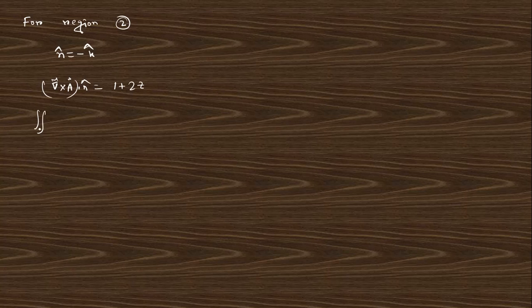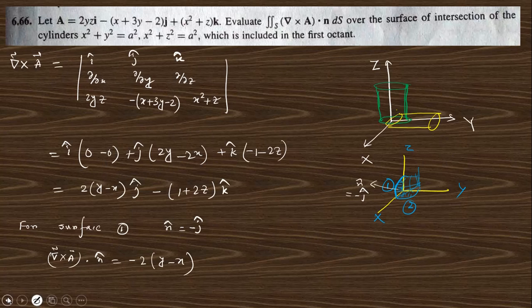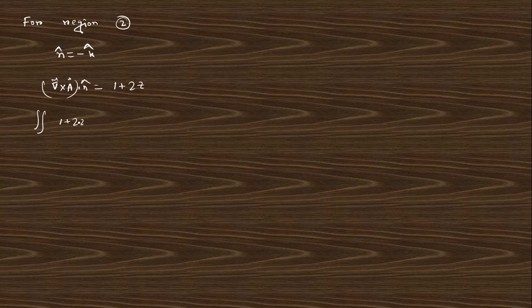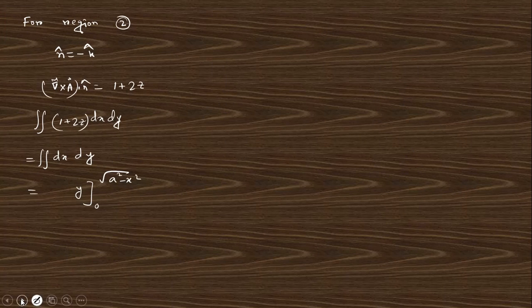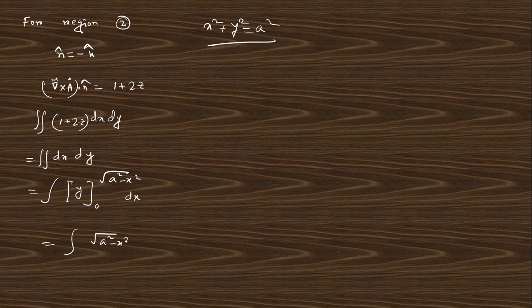Okay, so if you integrate in this plane, the element will be dx dy, so (1 plus 2z) dx dy, and the z value on this plane will be 0, so this becomes dx dy. The limit of y will be 0 to root under a square minus x square, because the equation of this circle is x square plus y square equals a square. So this becomes the integral of root under a square minus x square dx, from 0 to a.